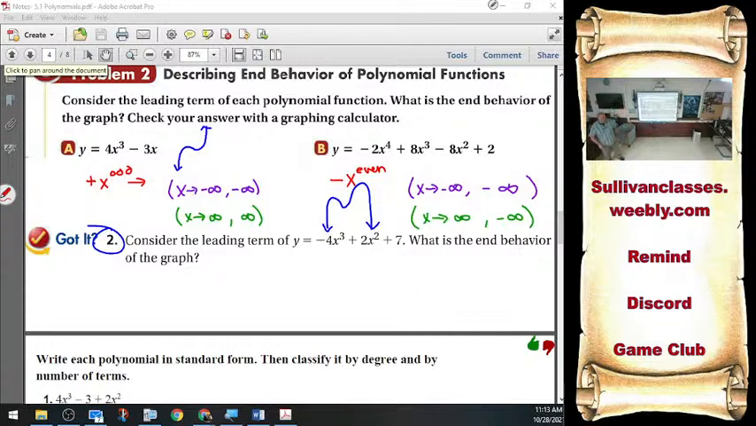No. So, this one. I see a negative x to the odd. I know that as x approaches negative infinity, where's this thing headed? Positive infinity, all the way up.